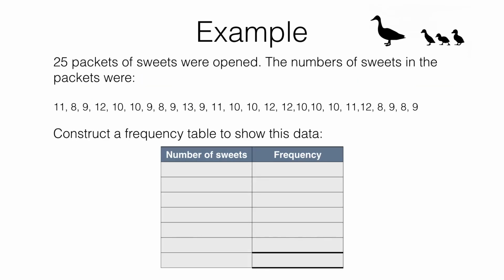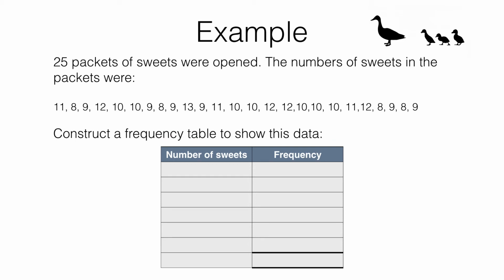Here is the main example for this video. 25 packets of sweets were opened. The numbers of sweets in the packets were 11 in the first packet, 8 in the second packet, 9 in the third packet, and so on. The last packet opened would have had 9 sweets in it, this number here. And we have to construct a frequency table to show this data.